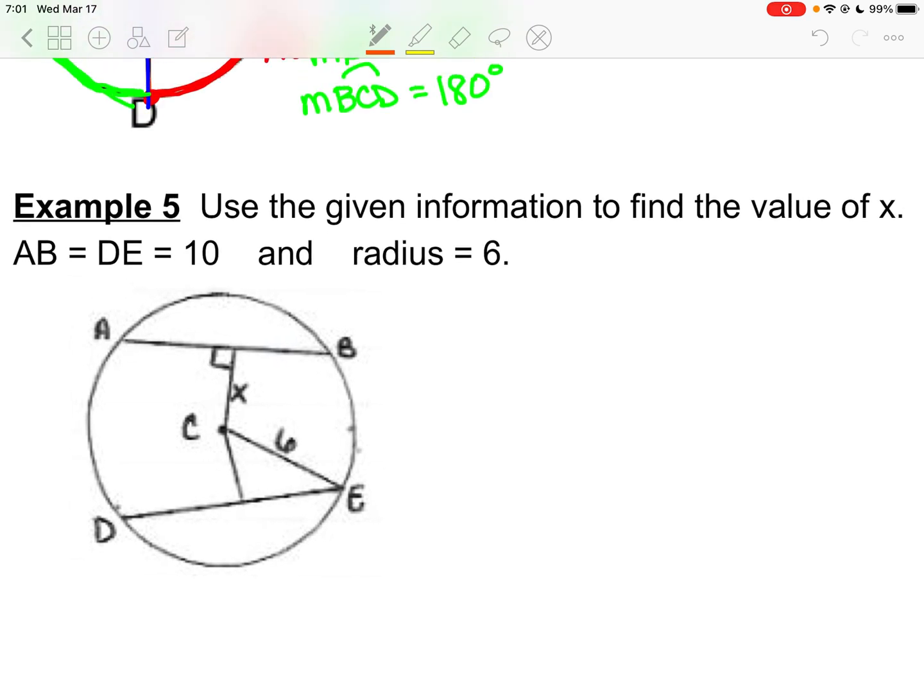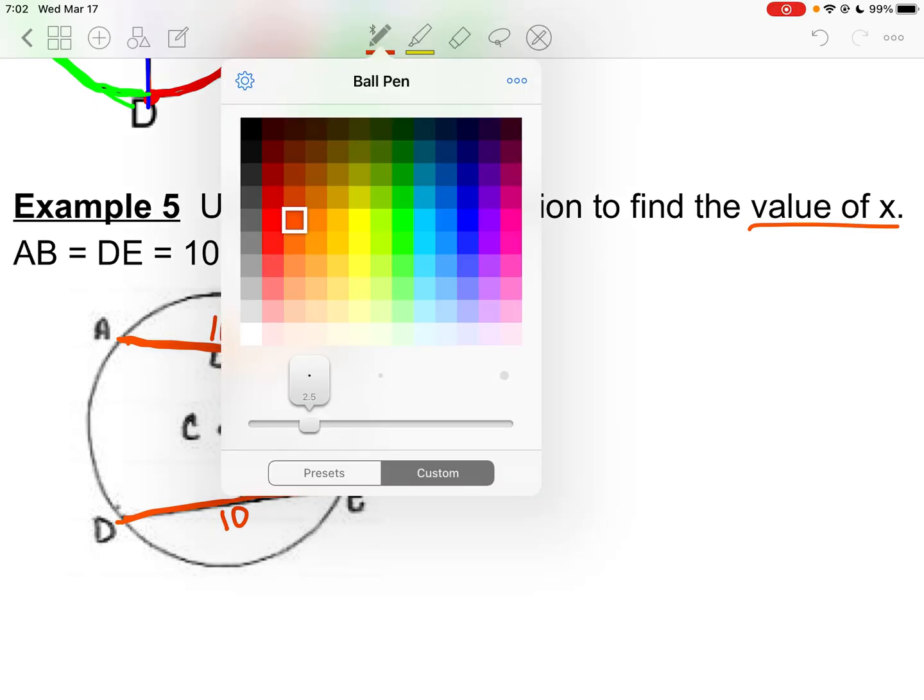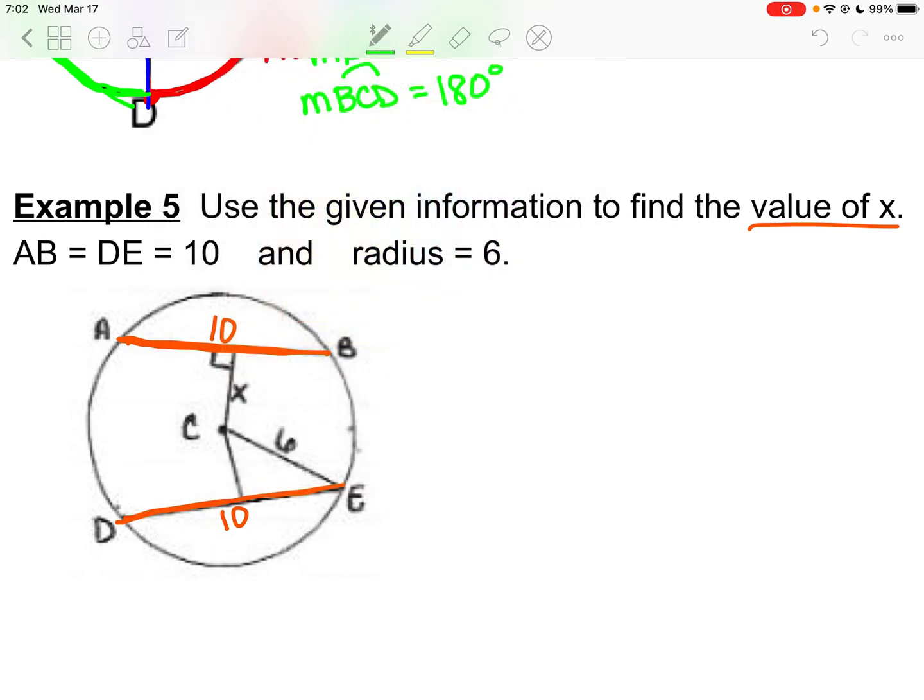All right, in our last example here, we have used the given information to find the value of x. So I am looking just for x on this one. What I'm given is that AB equals DE, which equals 10. Since there's no markings on that, I'm going to assume that it is talking about the chord. So the chord AB is congruent to DE, and both of those are 10. So this entire length is 10 on both of those. A radius is 6 units. So any radius that is drawn from the center to a point on the circle is 6 units.